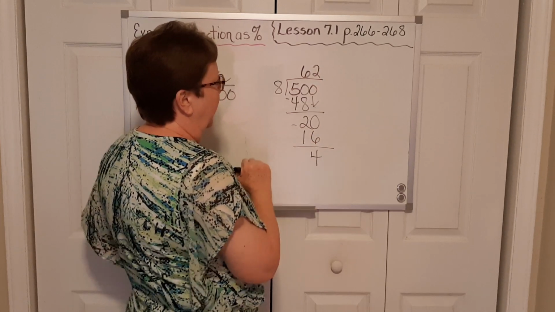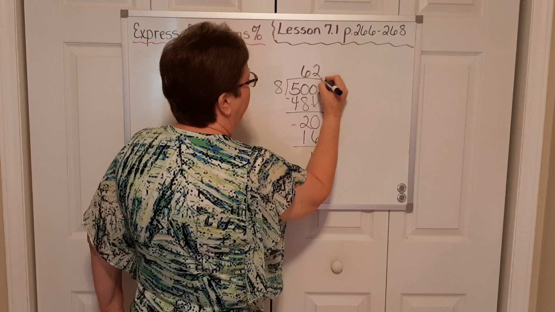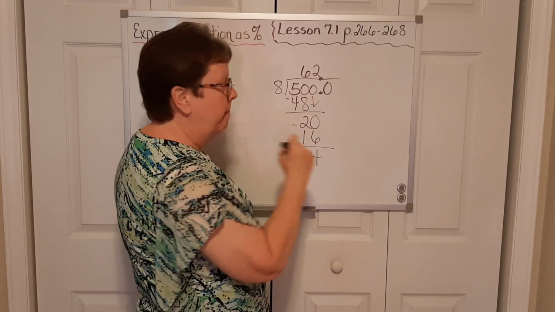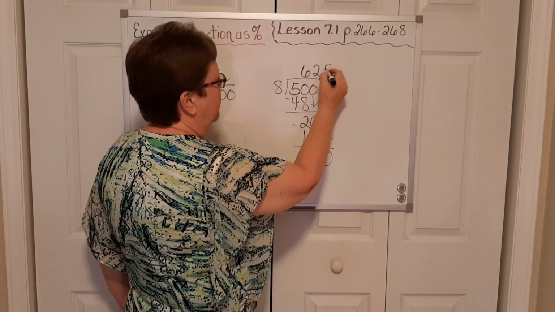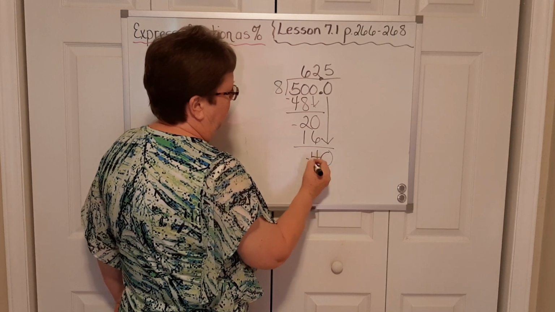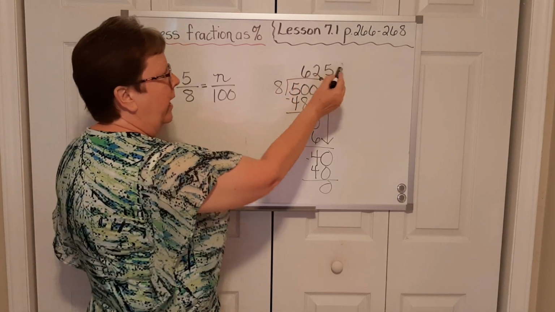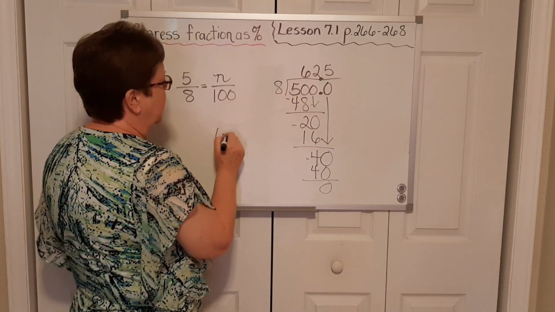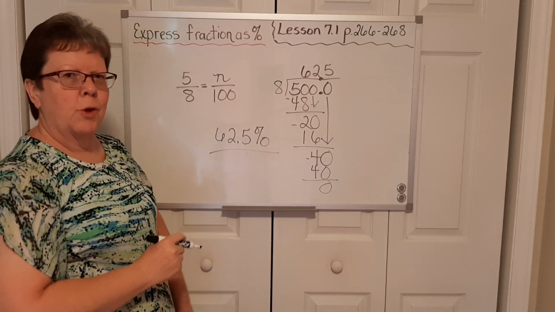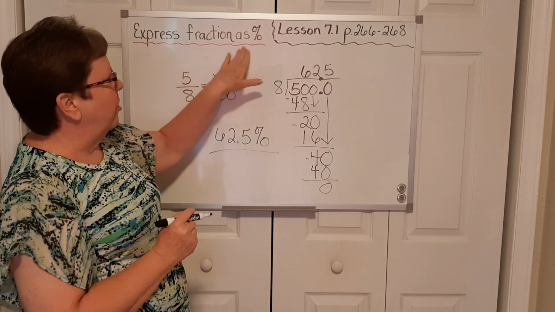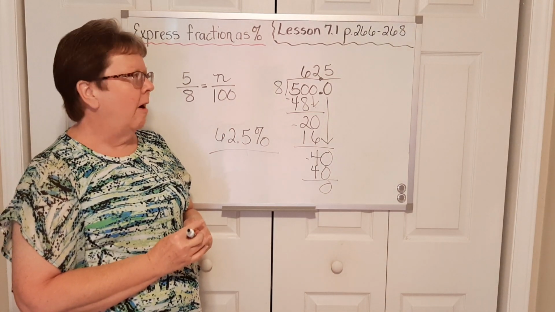Subtract, we get 4. Now, we haven't added any zeros yet, but we're going to have to put a decimal point before we add a 0. So now we bring down our 0 that we added, and 8 goes into 40 5 times. And 8 times 5 is 40. Now, since we did this using the proportion method, this is already in the form to be a percent. So it would be 62.5%. All right, so 3 ways you can express a fraction as a percent. And there are more examples in your book too if you need more examples to look at. All right, do your best.